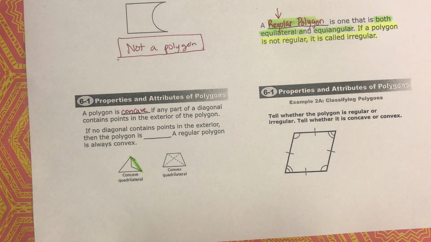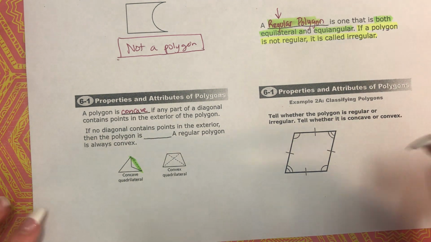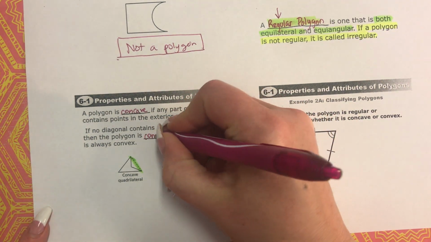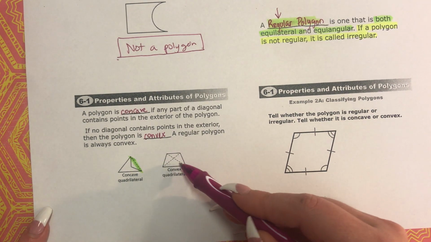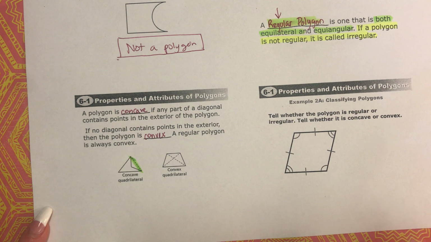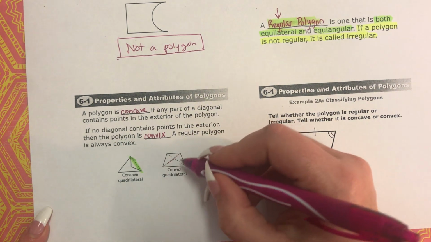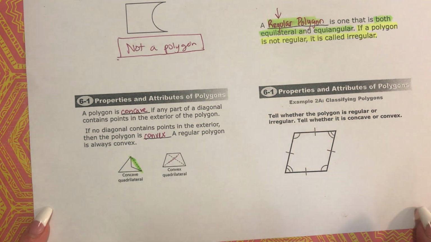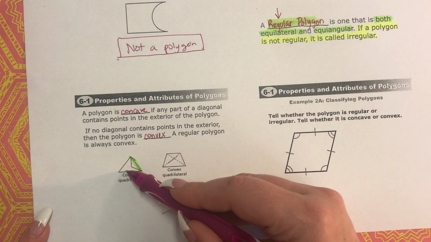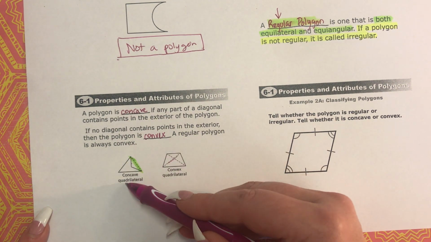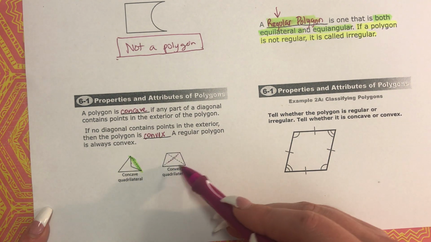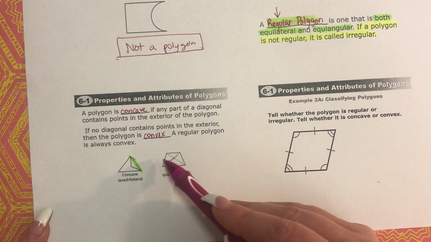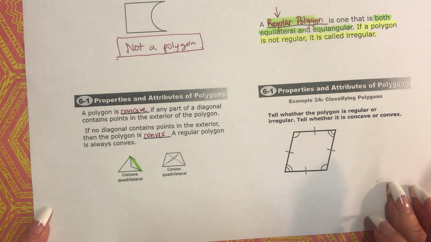But if no diagonals contain points in the exterior, then the polygon is convex. So this would be kind of like a regular shape. None of those vertices are sunken in like this one is, and all of the diagonals are inside the polygon. This is a 4-sided figure, so we could call this one a concave quadrilateral. And this one, where all of the diagonals are inside the polygon, would be a convex quadrilateral.